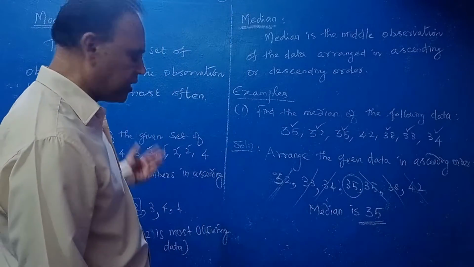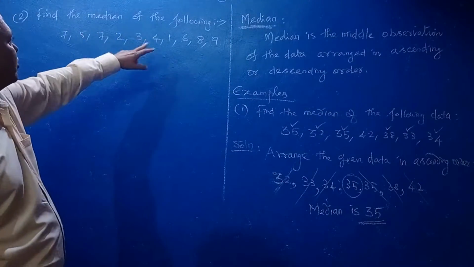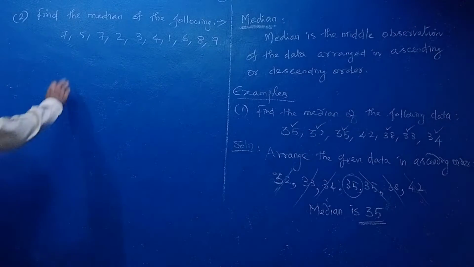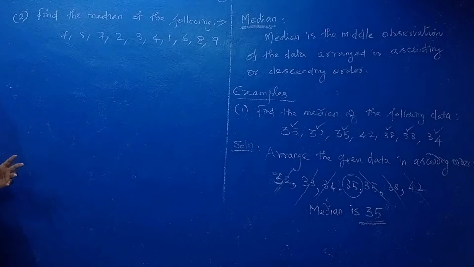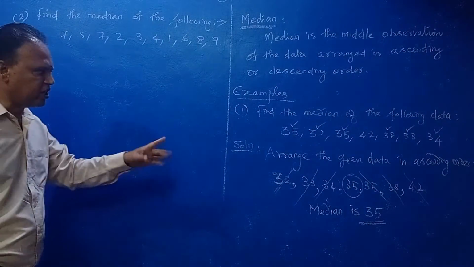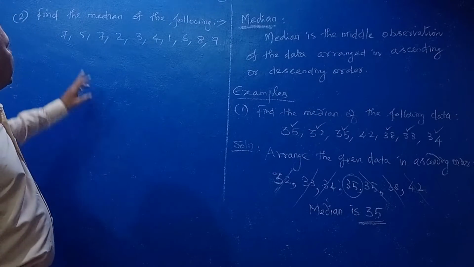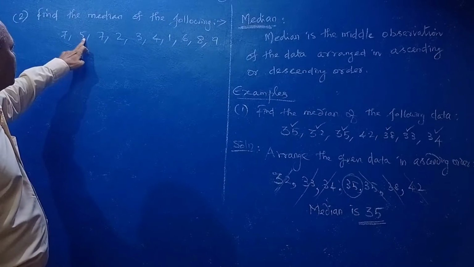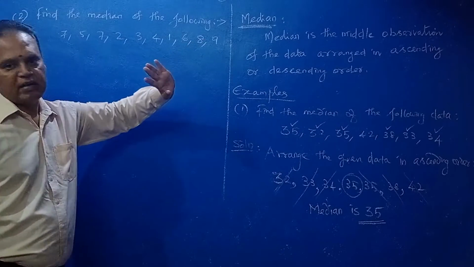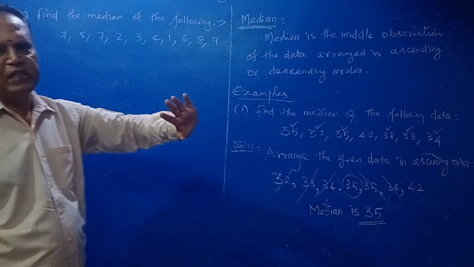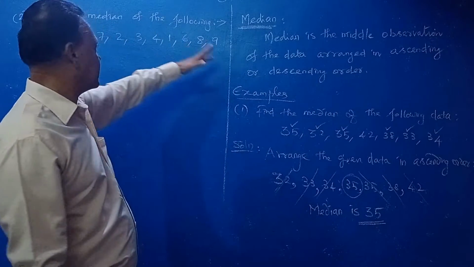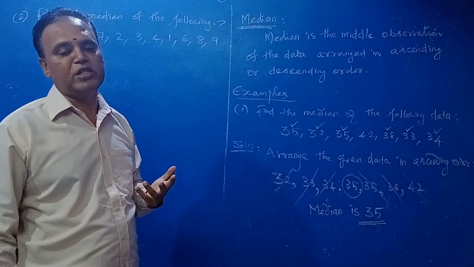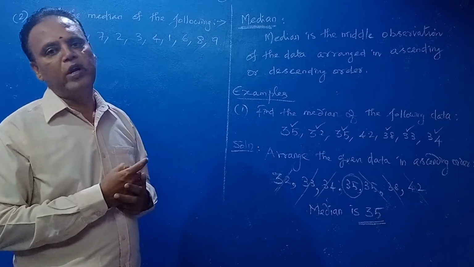So we will see one more example. Find the median of the following data. This is a group of data given. First you have to arrange in ascending order. Clear? Here you count the data: 2, 4, 6, 8, 10. So 10 data, that means the number of observations is 10. Even number means you will get 2 middle data.